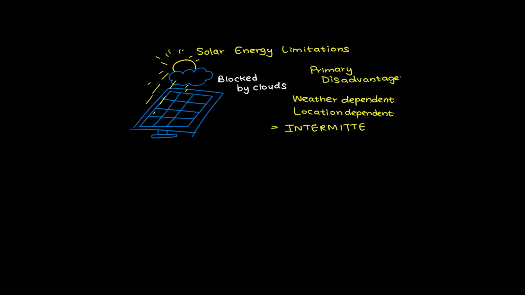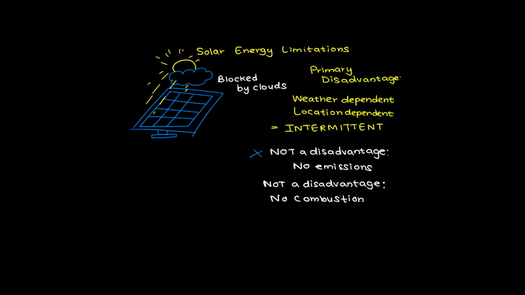Solar doesn't produce greenhouse gases during operation. That's an advantage, not a disadvantage. It doesn't require fossil fuel combustion. That's also an advantage. And sunlight isn't finite. The sun will keep shining for billions of years. The limitation is reliability, not cleanliness or sustainability.